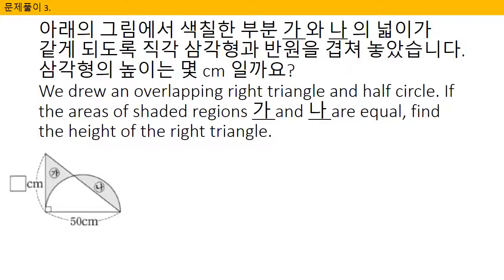So we drew an overlapping right triangle and half circle. If the areas of the shaded regions 가 and 나 are equal, find the height of the right triangle.